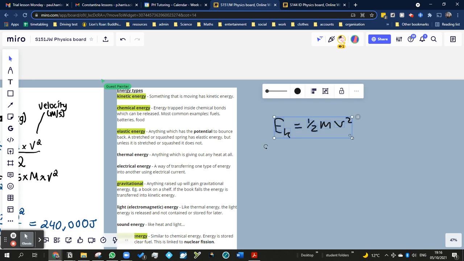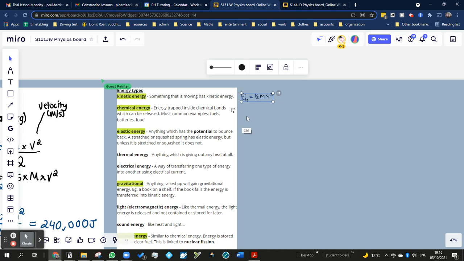Now, rearranging that formula can be a little bit tricky. For example, if we knew what the kinetic energy was, and we knew the mass, and we wanted to find the velocity, we would have to rearrange the equation. Well, let's look at what other ones we've got here. Elastic energy. So let's just move on.